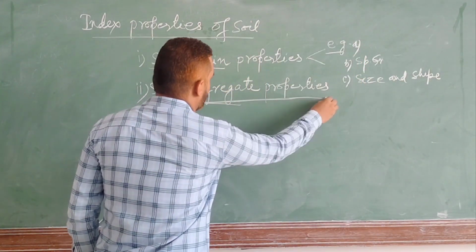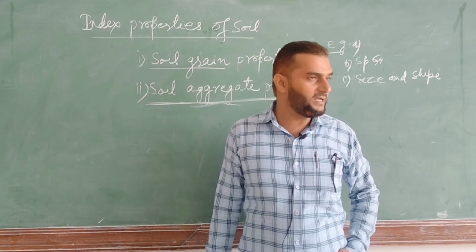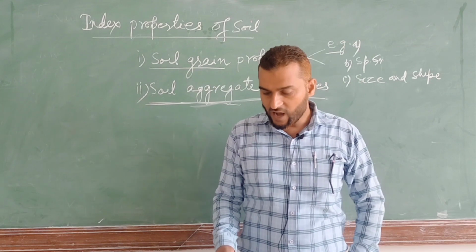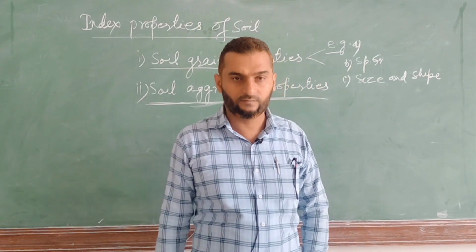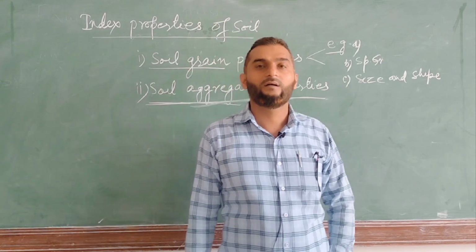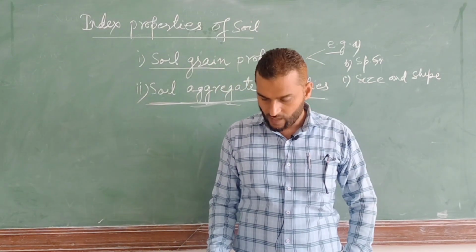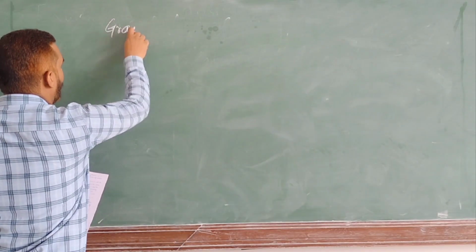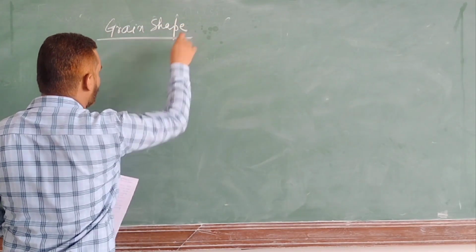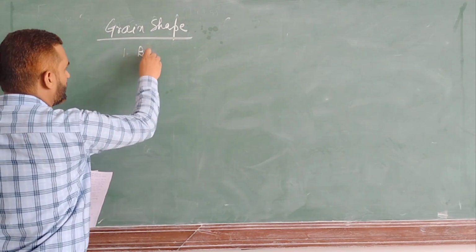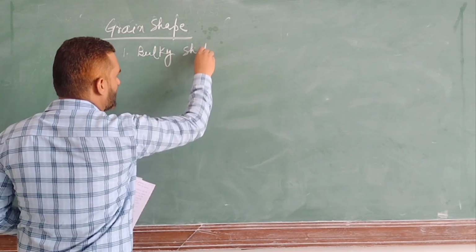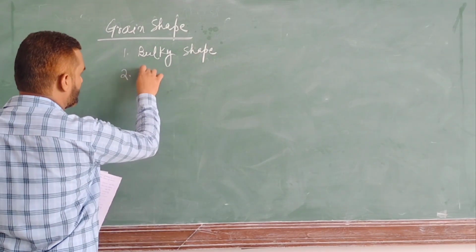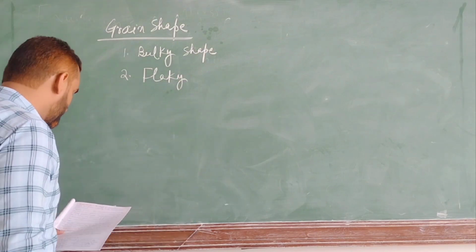Soil aggregate properties are those properties which are dependent on the soil mass as a whole and thus represent the collective behavior of a soil. Now let us discuss grain shape. The shape of soil grains is a useful soil grain property in the case of coarse grained soil, where it is important in influencing the engineering behavior of the soils.